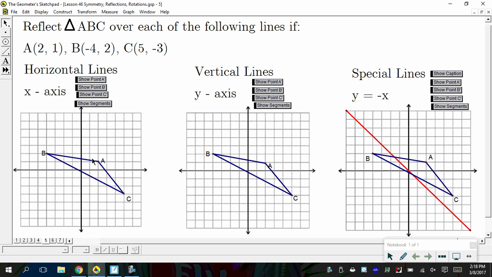Here I've got a new ABC. I want to reflect over the x-axis, so now I don't need to draw the line of reflection, it's already there. A is 1 unit above the x-axis, so A prime will be 1 unit below. B is 2 units above, so B prime will be 2 units below. C is 3 units below the x-axis, so C prime is 3 units above. And then we just draw our segments.